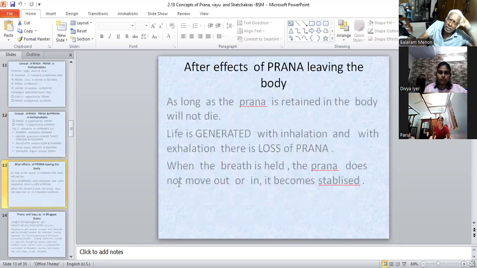As long as the prana is retained in the body, life is generated with the inhalation and the exhalation. There is loss of prana. When the breath is held, the prana does not move, or it becomes stabilized.